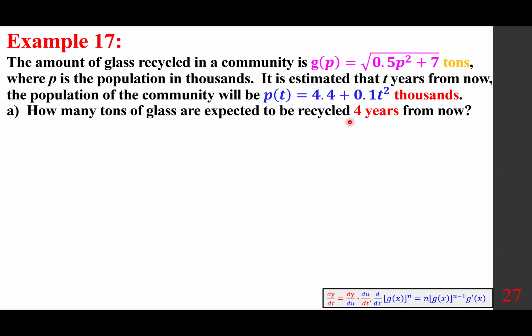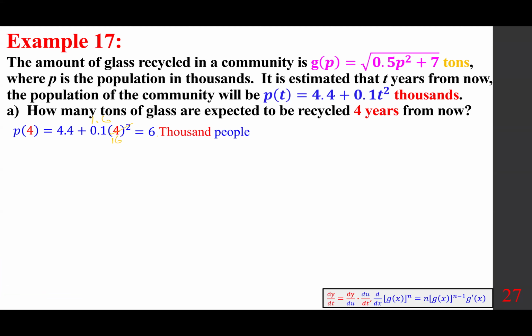This is pretty similar to the previous one. We can go just the way it is, or we can find the composite function. This is an example where finding the composite function makes things a little bit more difficult, not impossible. So the moment you hear 4, you put it into t, and that gives you 4.4 plus 0.1 times 4 squared. 4 squared is 16, times 0.1 is 1.6. They add up to 6, or 6,000 people.